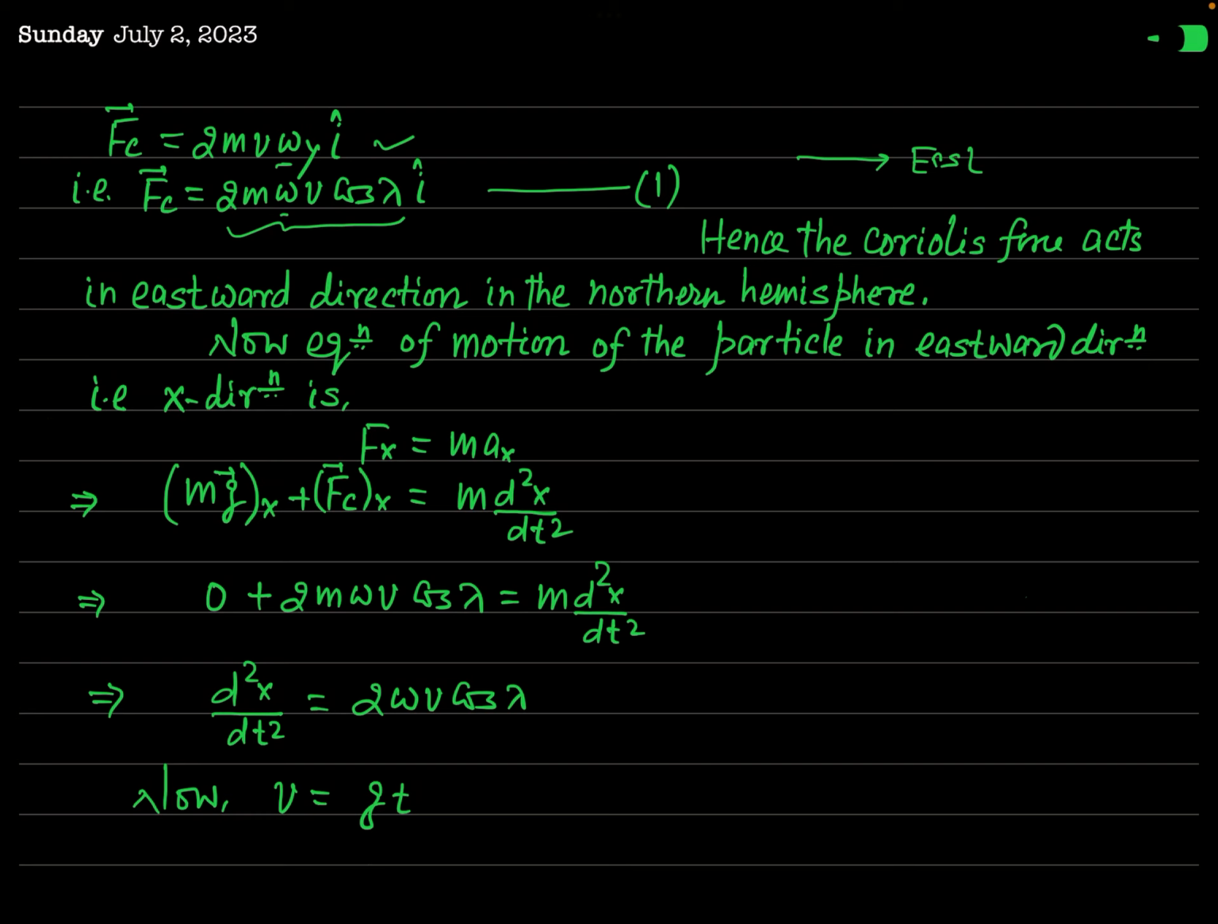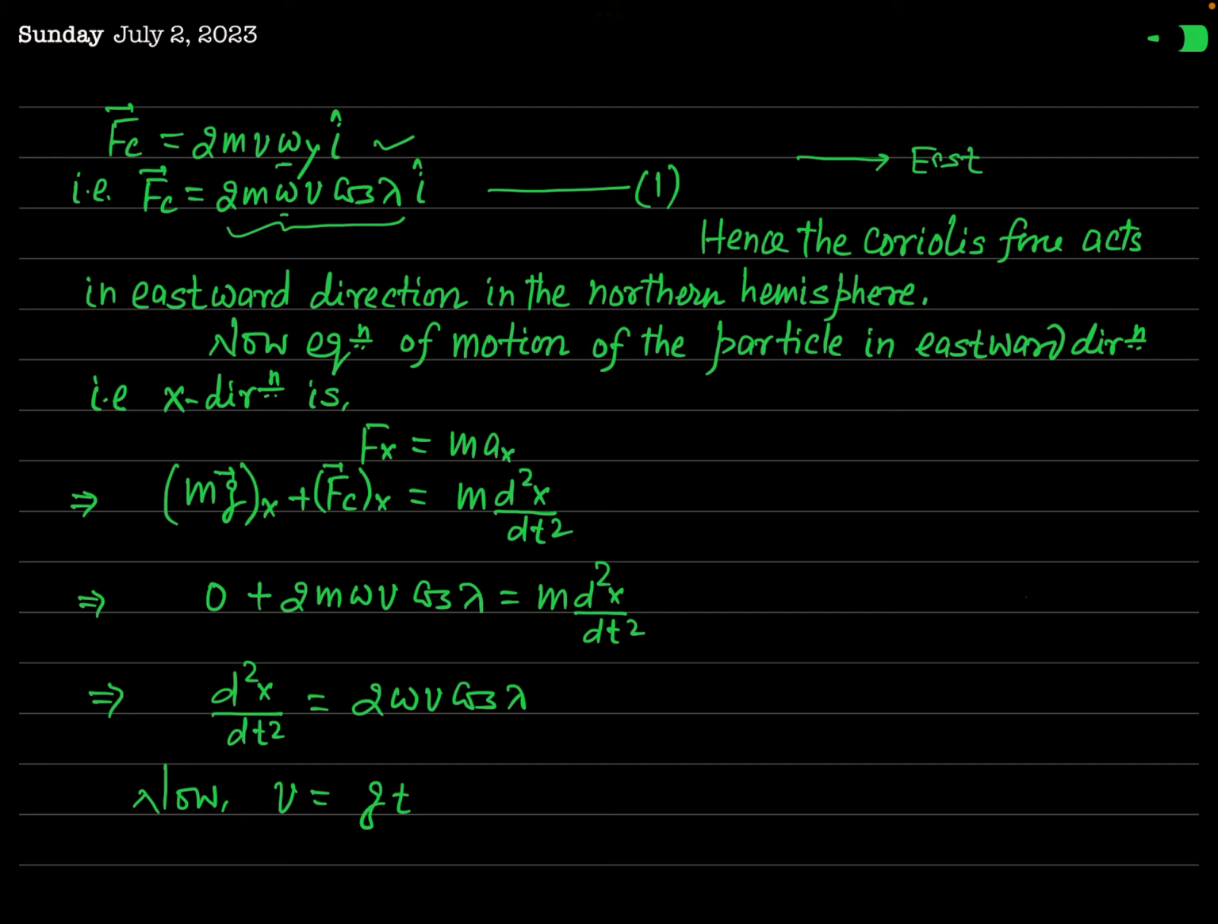Now, to find the deviation suffered by this body from its original direction in the eastward direction, we will write the equation of motion of this body in the eastward direction. You have assumed that the eastward direction is the x direction, so we will write the equation of motion of the particle in the x direction. And what is that equation of motion? Equation of motion means we will apply the second law of motion.